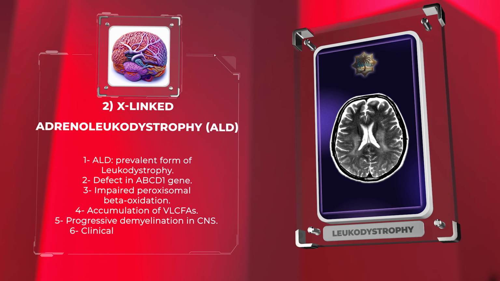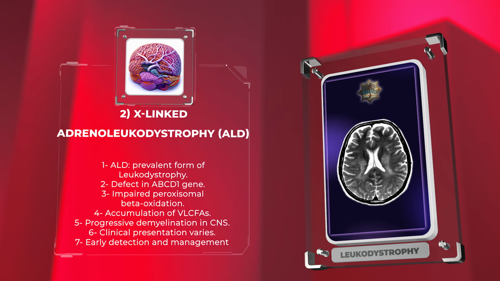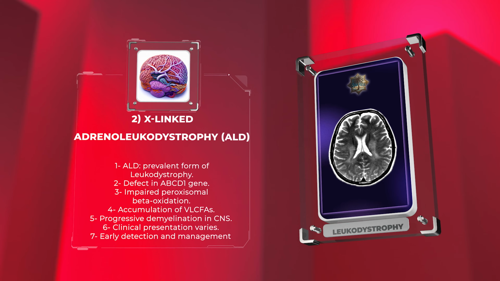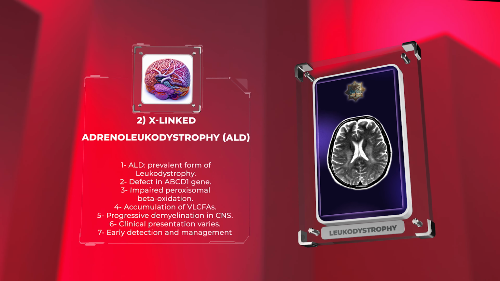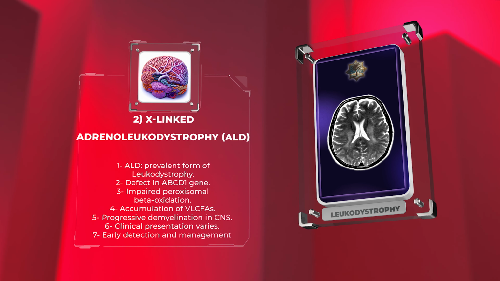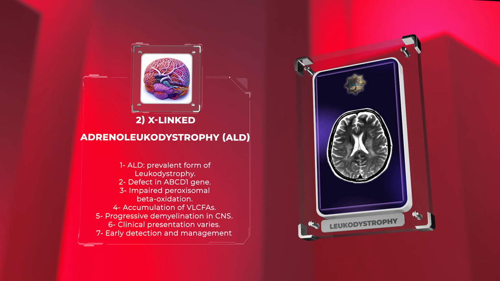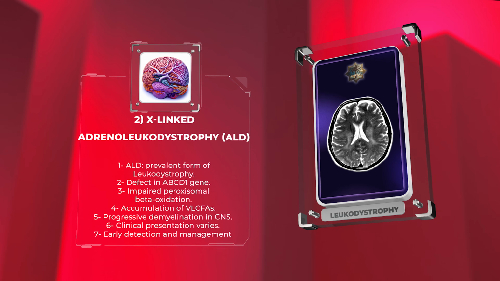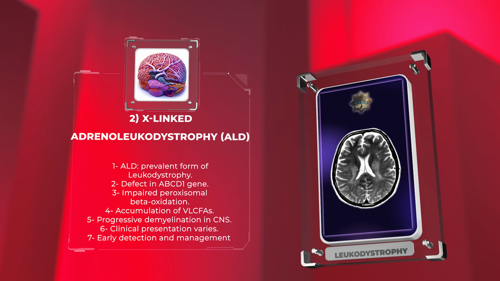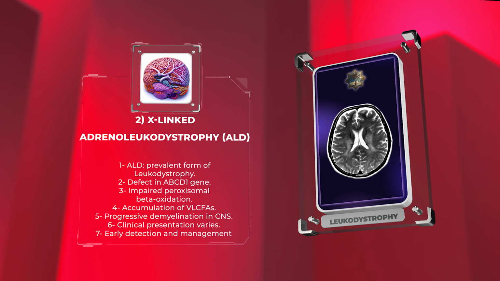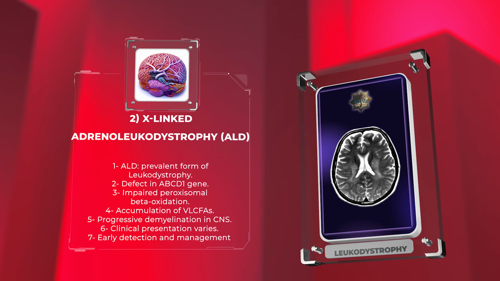ALD is one of the most prevalent forms of leukodystrophy. It is characterized by a defect in the ABCD1 gene, resulting in impaired peroxisomal beta oxidation. This leads to the accumulation of very long-chain fatty acids, VLCFAs, causing progressive demyelination in the central nervous system. The clinical presentation varies, with symptoms ranging from behavioral changes, adrenal insufficiency, and progressive neurologic decline. Early detection and management of ALD are crucial to prevent severe disability.